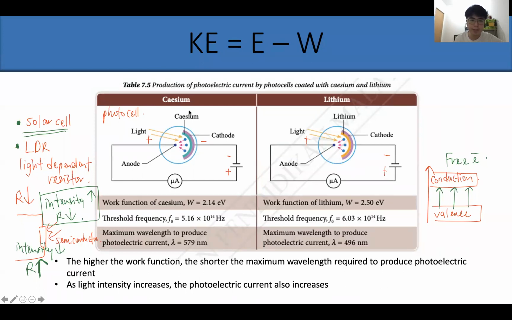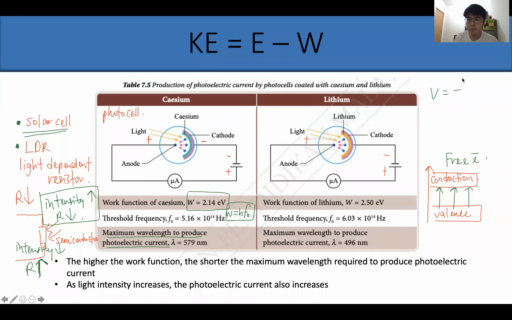Okay, quick comparison. You see, caesium. The work function of caesium is 2.14 electron volts. So using this, you can calculate the threshold frequency. You have W equals h times threshold frequency. Then you get the threshold frequency 5.16 times 10 to the power of 14 hertz. And then you see maximum wavelength to produce photoelectric current. What does that mean?